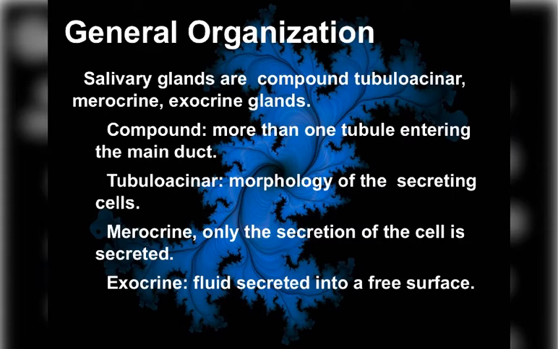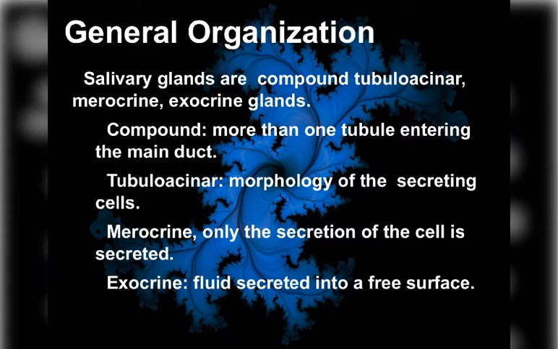Exocrine means fluid secreted into a free surface. The opposite of exocrine is endocrine, where the secretions go to the blood. We come back to the term compound. The opposite of compound is simple. Basically, compound means branching. So the duct system of the gland is branched. So all salivary glands have a branched duct system.